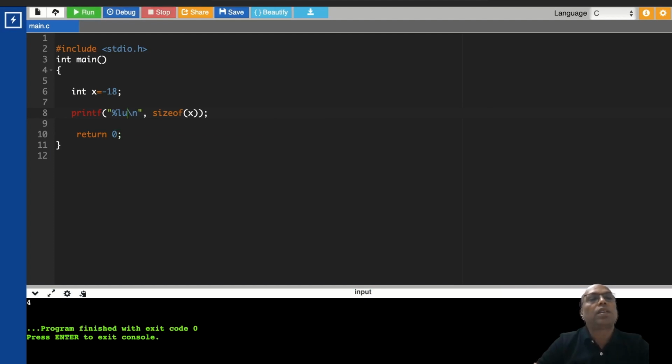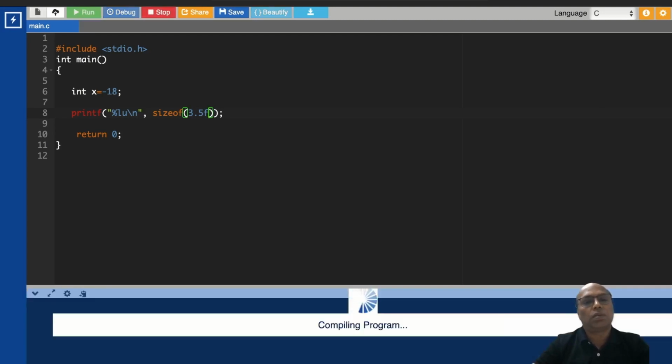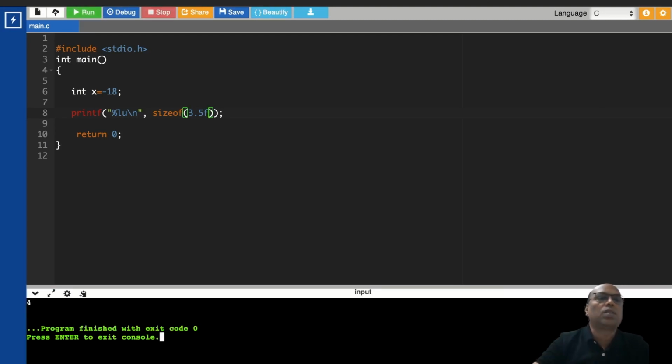If I say sizeof(double) in this case, it is going to give me 8 bytes. If I say sizeof(3.5), what should I get? 4 or 8? Okay, let us see. I got 8. Why 8? Because 3.5 is by default a double. Any fractional constant in C, C++, Java is double only. If you want to make it float, simply put an F after it. You'll get 4 bytes.